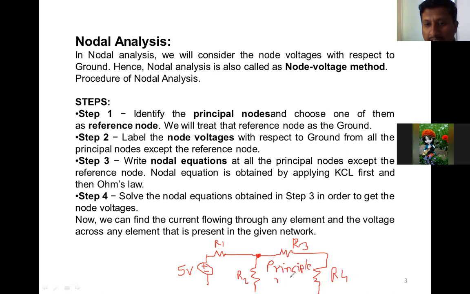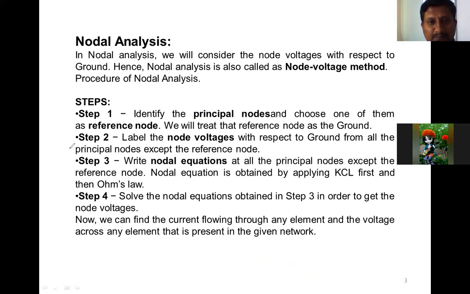in the given circuit. One of the principal nodes we have to consider as the ground node or reference node. So the ground node is also one of the principal nodes. At that point we have to take 0 volt, because for ground we are assuming 0 volt. This is the first step.